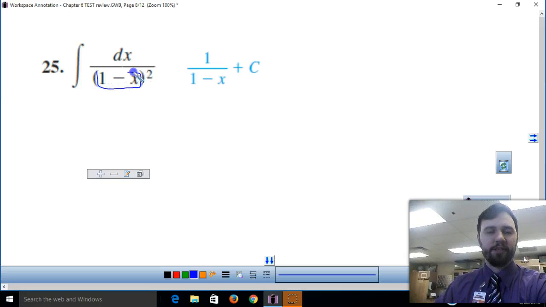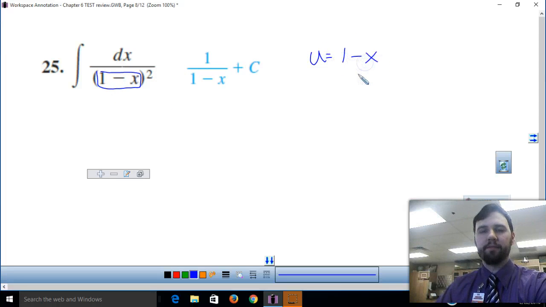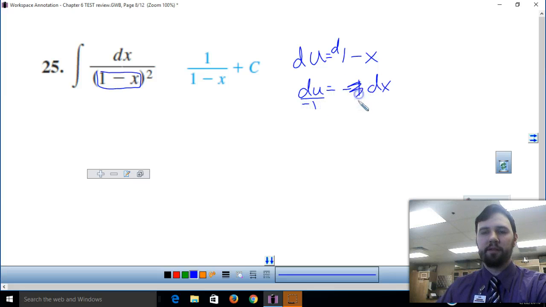One more, but they don't tell us what to substitute for u. But I see a function inside of a function. So my u is 1 minus x. Okay? Take derivative of both sides. Derivative of 1, 0. Derivative of negative x is negative 1 dx, right? So we bring the negative over, and I'm ready to go.